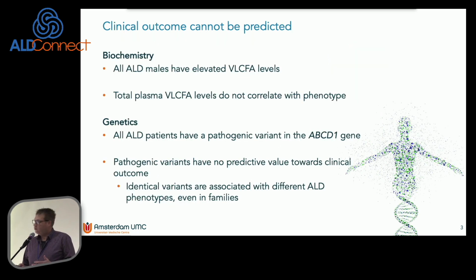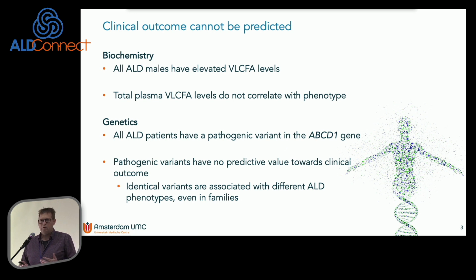As I said, we cannot predict that, but we have some facts, and they're listed here. I'll use this slide again in 20 minutes from now. We do know that all ALD males have elevated levels of very long chain fatty acids. We also know that the total plasma very long chain fatty acids do not correlate with the phenotype. And for the genetics, we know that all ALD patients have a pathogenic variant in the ABCD1 gene, and these pathogenic variants have no predictive value towards the clinical outcome. Those were the orange question marks on the previous slide.